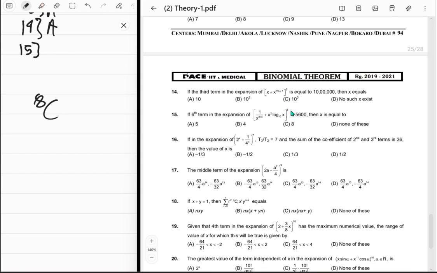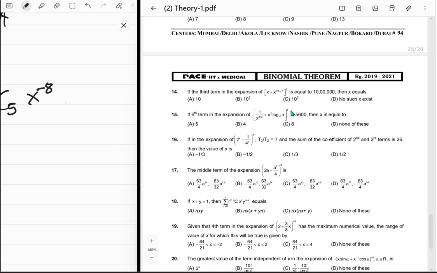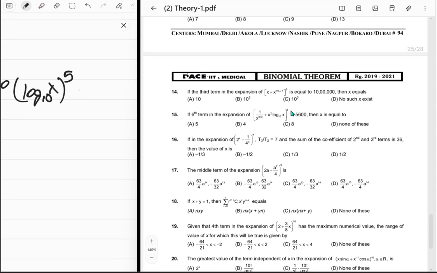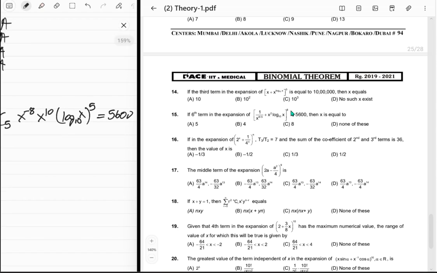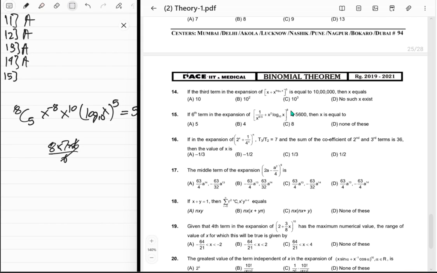So 8c5, and then you got this to the power of 3, so x power negative 8, and then you got x squared to the power of 5. Yes, that's going to be x power 10, and you got this same thing, so log base 10 of x to the power of 5. That's equal to 5600. Now 8c5 is like 8c3, which is just 8 into 7 into 6, and then upon 6, so this cancels. 56 basically. So there we go, getting something nice.